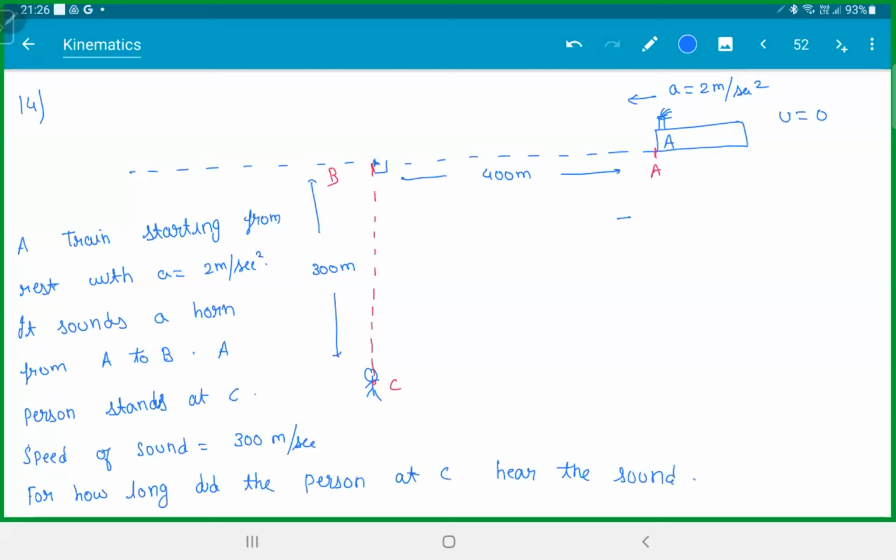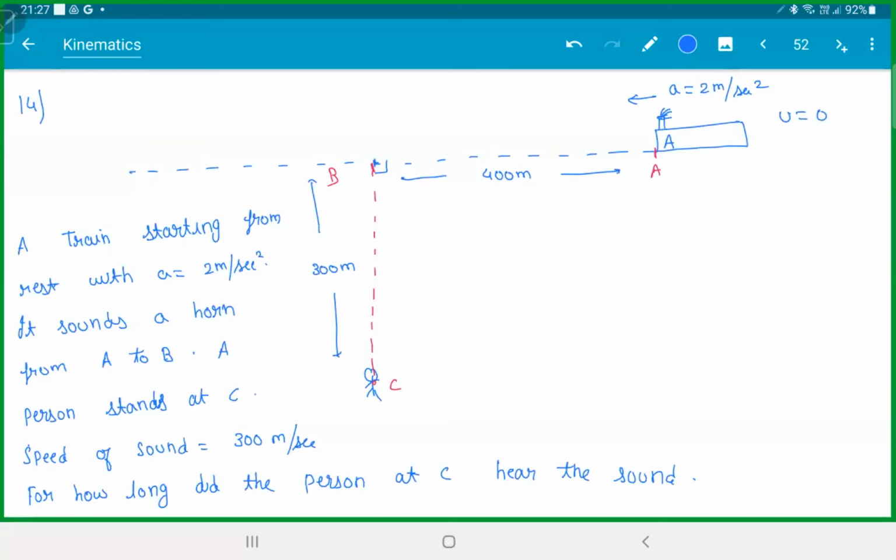Again, listen to this question. We have a train which is starting from point A, acceleration is 2 meters per second square, distance is 400 meters from A to B. When the engine starts, it makes a sound from A to B, till you reach B. Once you reach B, the siren stops. There's a person standing at a distance of 300 meters from the track, perpendicular BC. This person is just standing there and listening to the siren. So the question is, for how long did this person hear the sound?